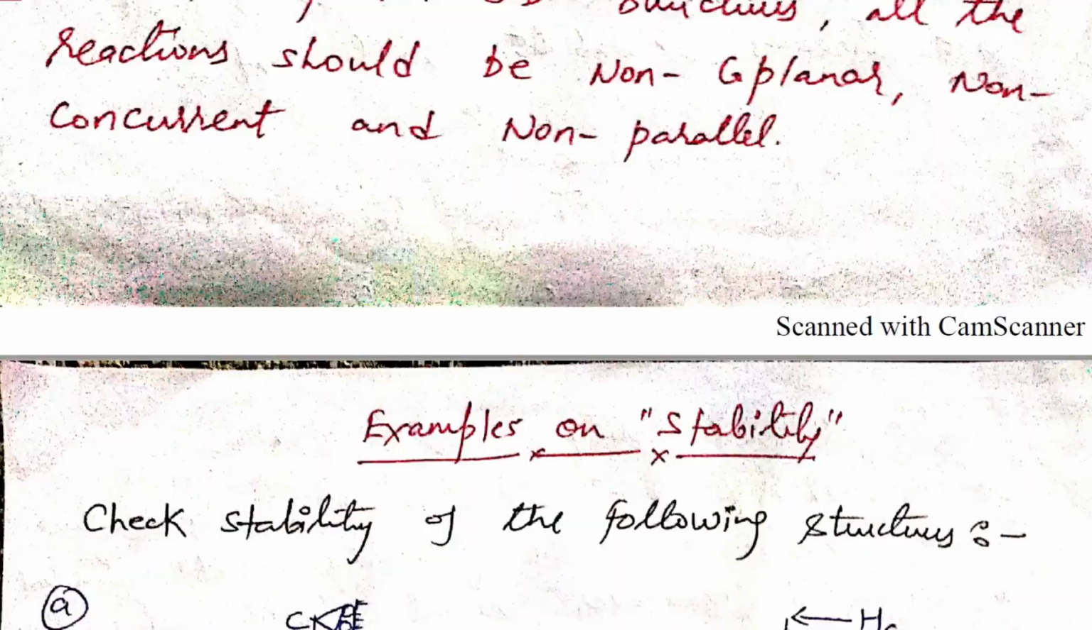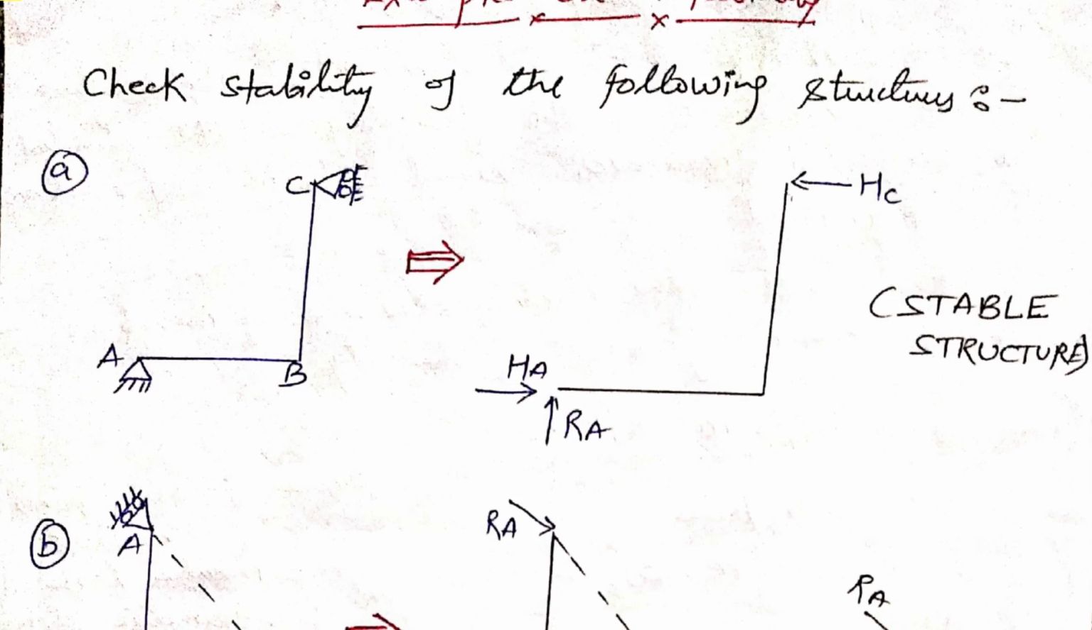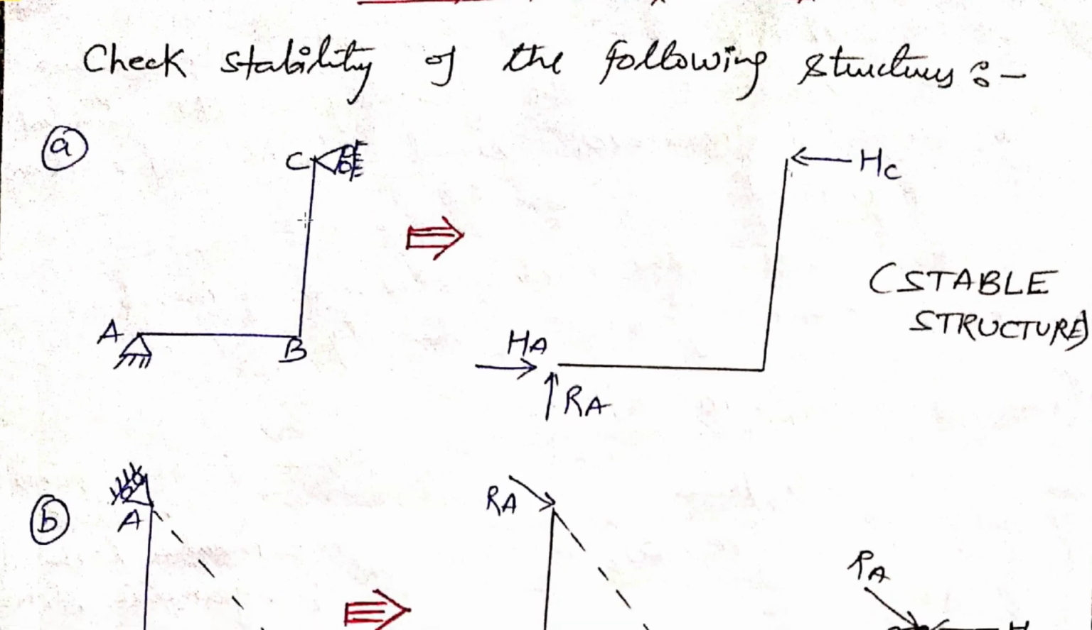Now let's go through certain examples on stability. Check the stability of the following structure. We have a hinge support, this is the hinge support, and this is a roller support here. This is member AB, and this is member BC. We have to check whether it is a stable or unstable structure. I draw this equivalent or idealized diagram, as if I remove the supports, and we know that at this particular hinge support we have two reactions.